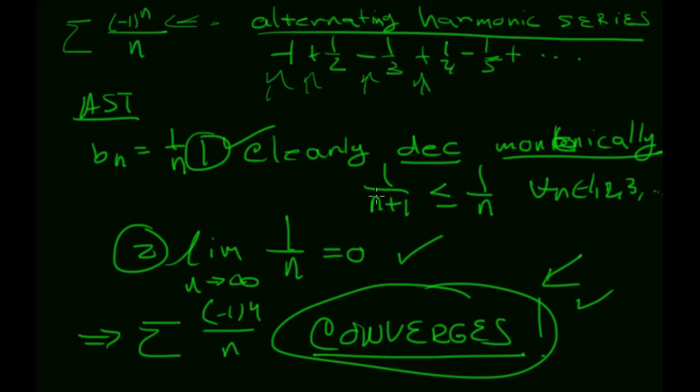So there you have it. We have the idea of an alternating series. We have a test for convergence for alternating series. It's pretty simple. That's it.